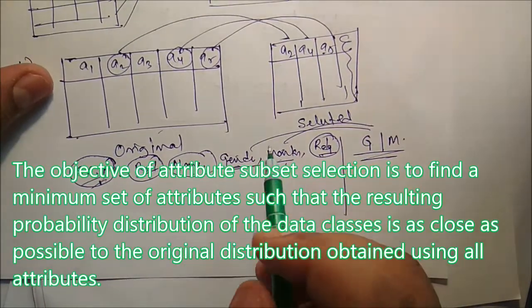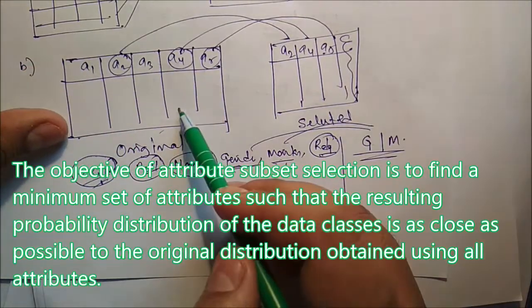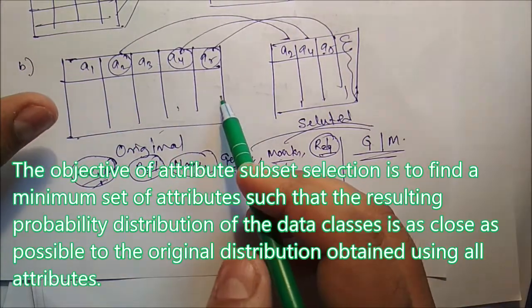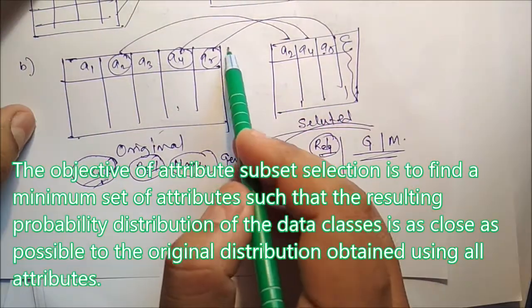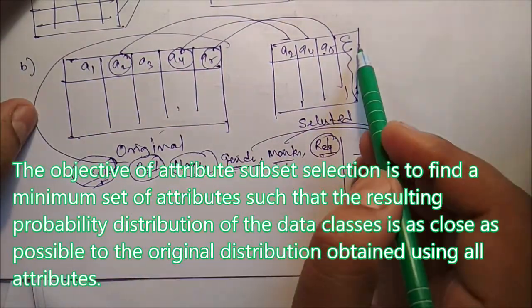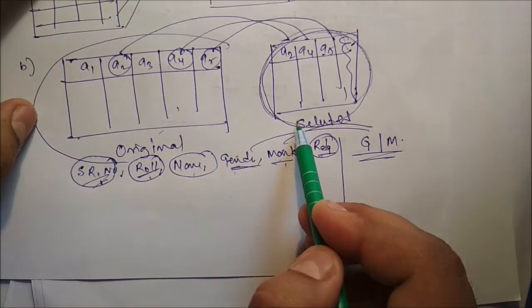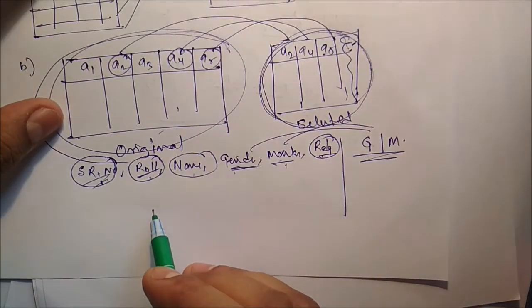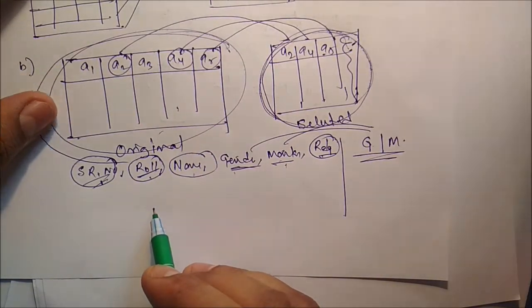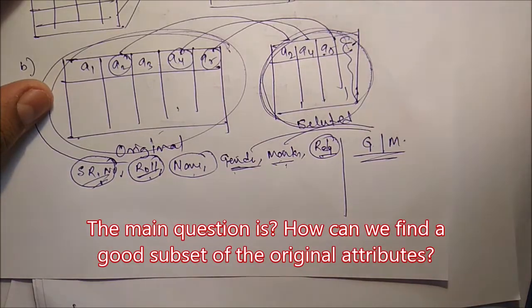Now, what is attribute subset selection? Eliminating the irrelevant attributes but retaining the probability distribution of the original database. Suppose here we have selected something, but the probability distribution of this database must follow the original database. It should not vary. So the main question is how it is possible. How can we find a good subset of the original attributes?